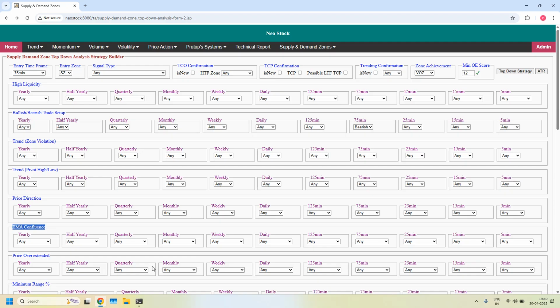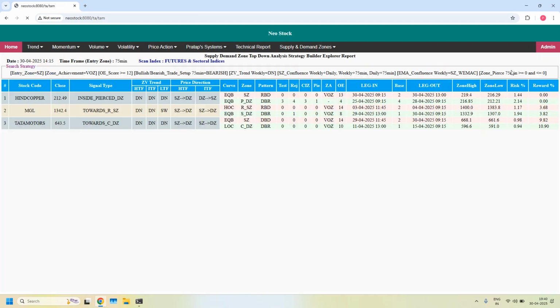In the EMA confluence, at the weekly time frame, I am checking weekly supply zone having weekly EMA confluence. At the same time, the trend on the weekly should not be sideways. It should be downtrend because it is a bearish trade setup. Now we got 3 stocks. All 3 are filtered. So all these 3 stocks are having even more high probability, especially these 75-minute supply zones. Okay, this is bearish trade setup for weekly income trade.